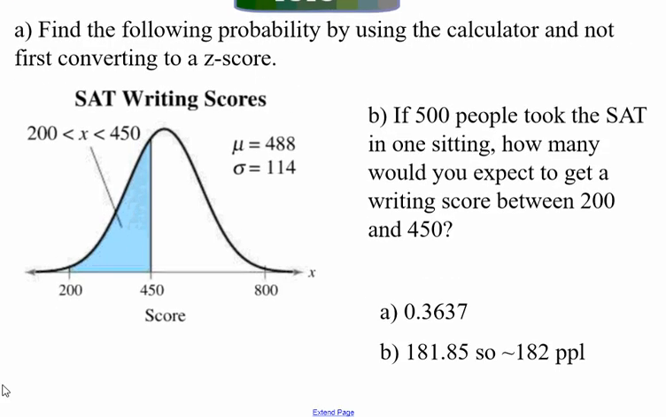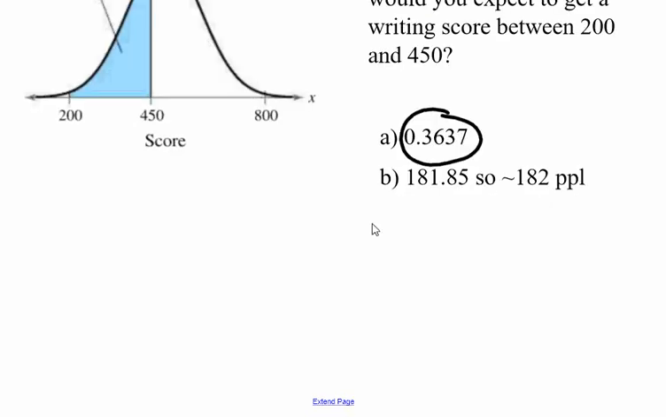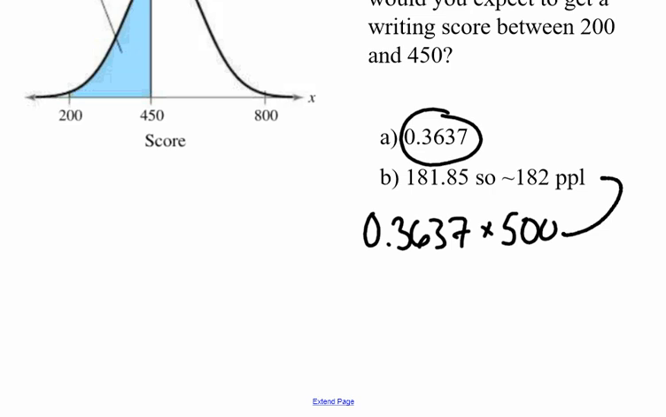Situation A turns out to be about a 36% likelihood that somebody's going to score in that range. How many would we expect then if 500 people took it? It's about 182. Where did we get that? Well, we simply take 0.3637 and multiply it by 500. And that's where you're going to get the actual number of people that would get that score in that sitting.